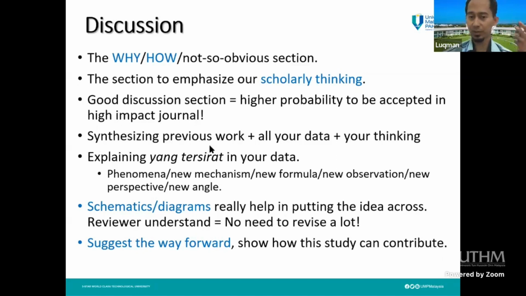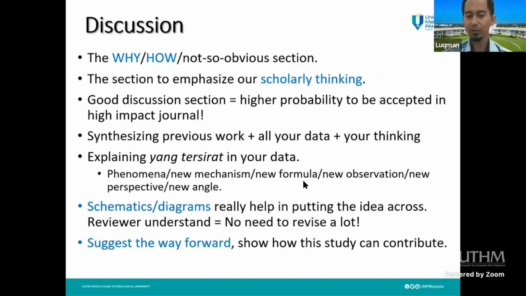Basically, synthesizing previous work: look back at previous work and compare. Is my data the same? If the same, then you can say, okay, it's because, as Ali et al. mentioned, it's because of this. And then put your data as well and also your thinking inside. Mix them together and it becomes discussion. It's the implicit part, the tersirat, in your data. Whatever it is, a phenomenon or a new mechanism you think is happening in that particular data.